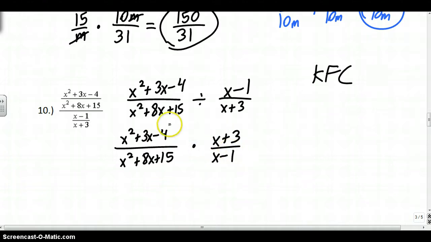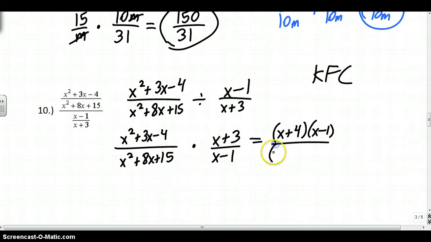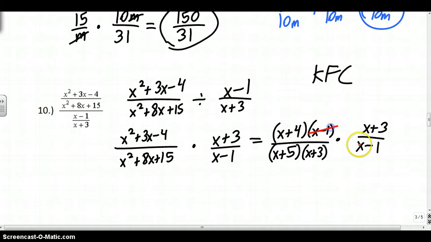Now, some quick factoring. Let's see. What multiplies to negative 4 and adds to 3? Well, that would be a positive 4 and a negative 1. Over what multiplies to 15 and adds to 8? That would be 5 and 3. Times x plus 3 over x minus 1. What cancels? The x minus 1's cancel. The x plus 3's cancel. And you are just left with x plus 4 over x plus 5.